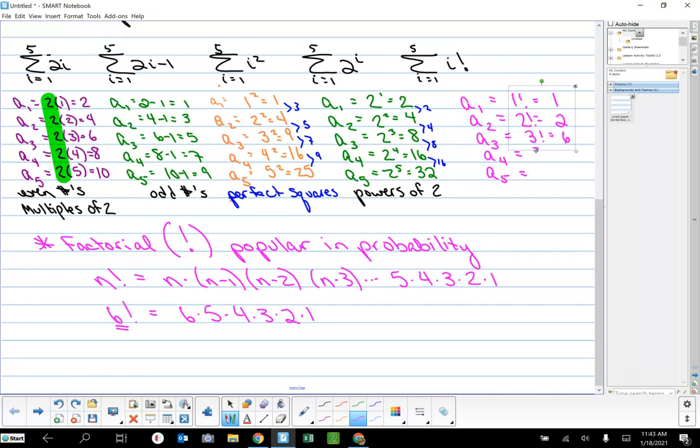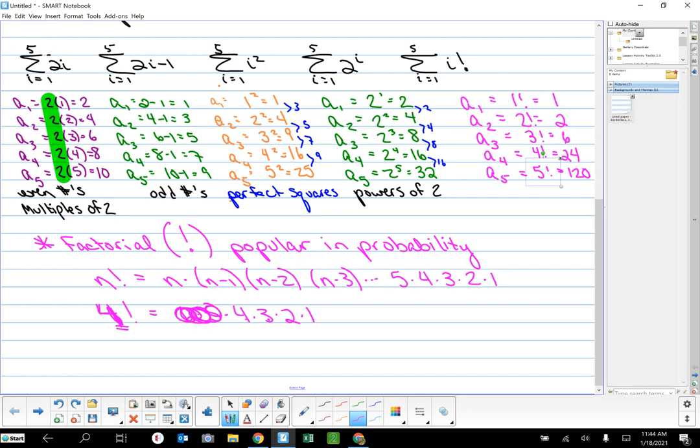A 4 factorial doesn't get too big too fast. 4 factorial is 4 times 3 times 2 times 1. Well, 4 times 3 is 12, times 2 is 24, times 1 is still 24. So this is 24. The 5 factorial, however, gets pretty big, and that's 24 times 5, and that is 120. Okay, so those numbers get pretty big pretty quickly.